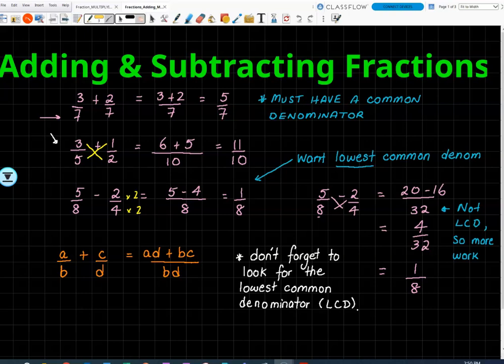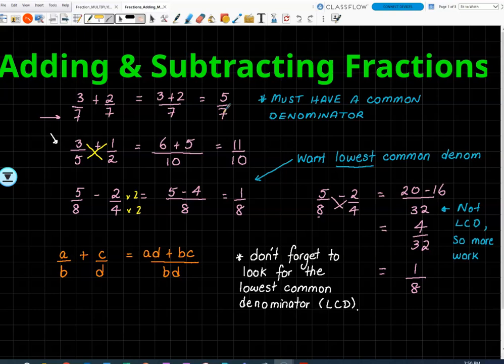Okay, adding and subtracting fractions. If you can add, you're going to be able to subtract. There's just one little catch. So remember, back to normal numbers. When you're adding, we need to make sure that we've got the common denominator. So when it's 3/7 plus 2/7, easy, yep, works out.